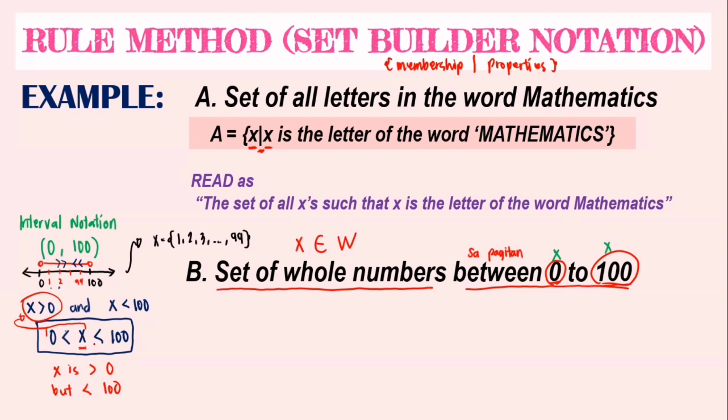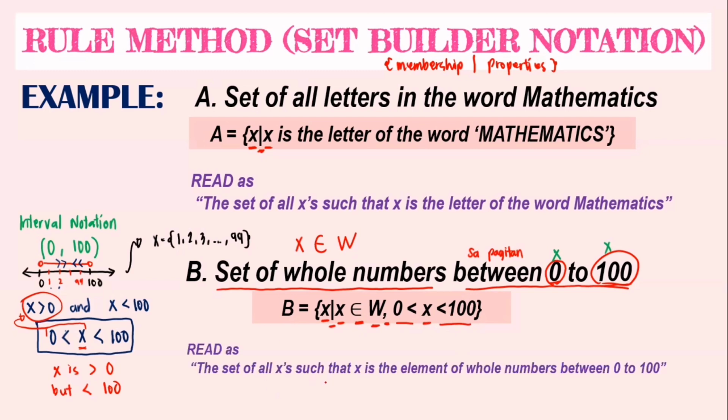Okay? So, pagsamahin lang natin yan, so magiging sagot natin dito ay the set of all x such that x is an element of the whole number where x is greater than 0 but less than 100. Okay? Or pwede natin siya basahin as the set of all x such that x is the element of whole numbers between 0 to 100. Okay? Or pwede natin to isulat as, okay, the set of whole numbers such that x is greater than 0 but less than 100. So, pwede rin natin to gamitin as our set builder notation. Same lang po ng meaning.